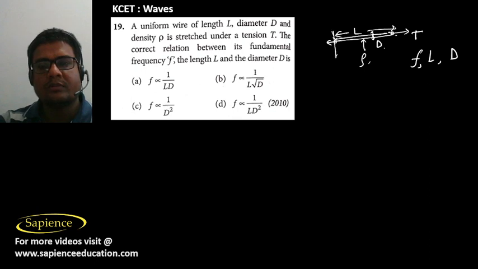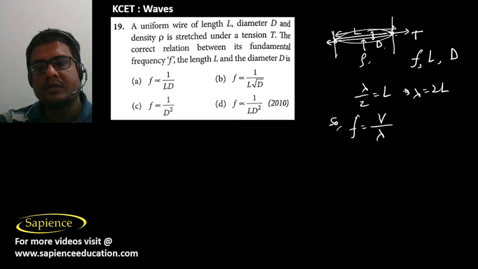So fundamental frequency means it is vibrating in its first harmonic. So it will be like this. So lambda by 2 will be equal to L, so lambda equals 2L. Therefore the fundamental frequency F will be equal to V by lambda, so V by 2L. So this will be 1 by 2L into V. V is equal to root over T by mu. Mu means it is mass per unit length.